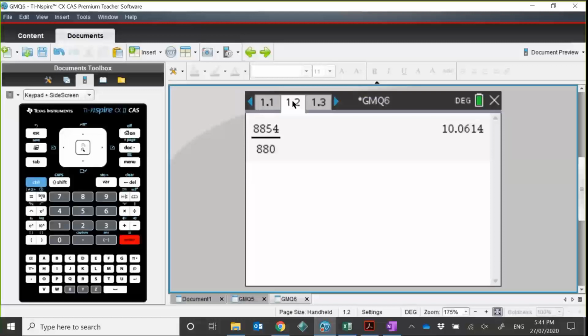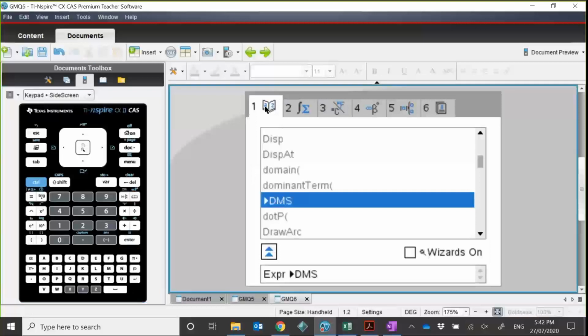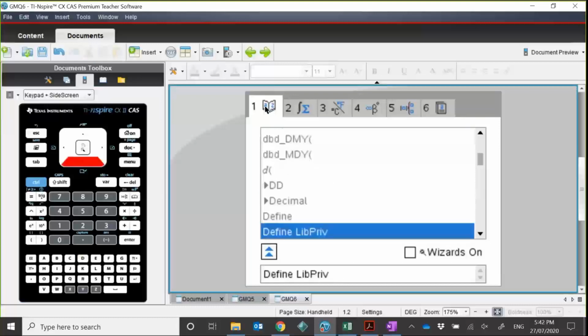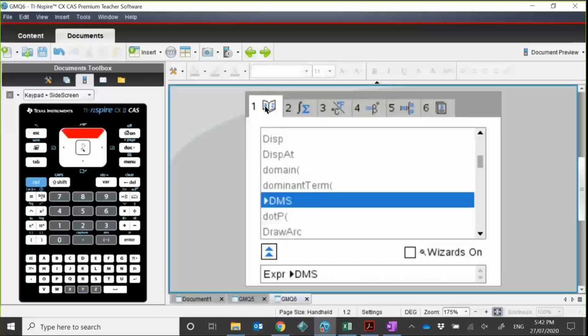We can turn that into hours and minutes by using the degrees, minutes and second key. And if you're not sure about that, hit your little book symbol here. Just above the divided by sign, you've got this little book symbol. That's the library. Click on that and then click tab number 1. And it gives you a list of every built-in command. Hit D and it takes you down to the Ds. And scroll down a little bit until you see DMS.